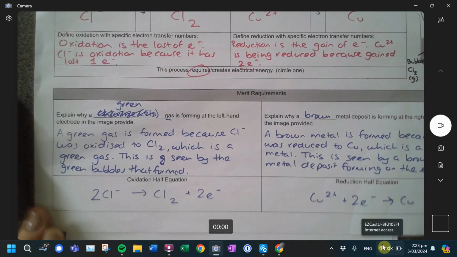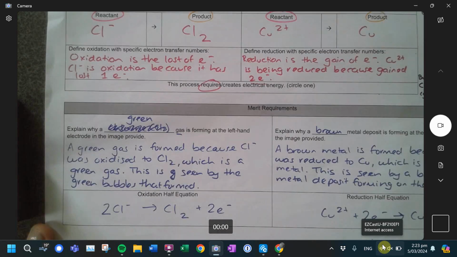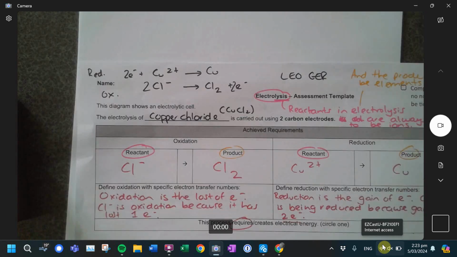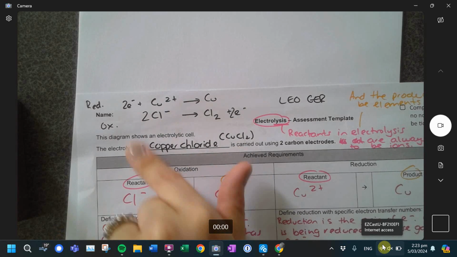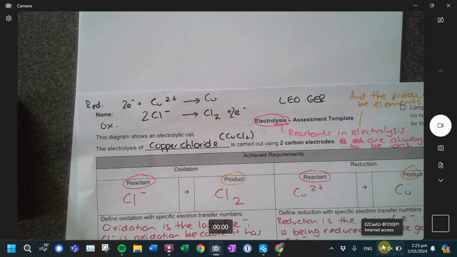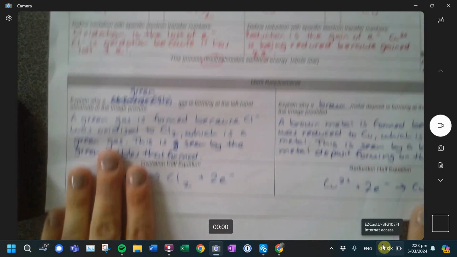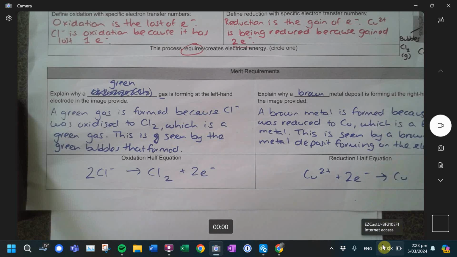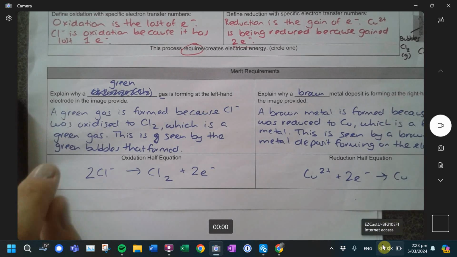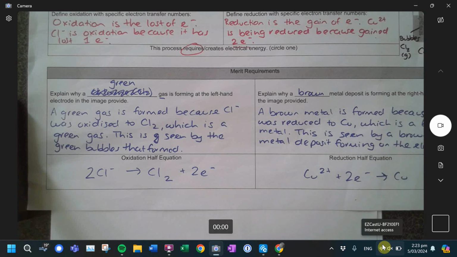All right. So that's all you need to do for an achieved. I would suggest that you all attempt the merit because it's not that much extra. In fact, if you were doing this to figure out which one is which, you've already done half of the merit anyway, which is balancing the equations. So this bit here, I wrote down here again. These are my two half equations. The other thing I need for merit is that you're linking your observations to the specific chemicals involved. So just telling me why is it green, why is it brown, that sort of stuff. Cool? So that was all yesterday's lesson.